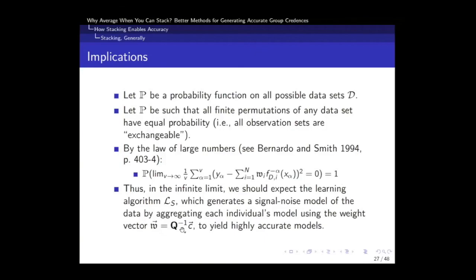We should expect such an algorithm to yield highly accurate results. We should expect stacking to yield highly accurate results. And indeed, if you think about the next observation in a data set as just a cross-validation scenario, where that's the observation being held out and all the past observations are the ones that you have at your disposal, then this should enable us to get accurate predictions as well.